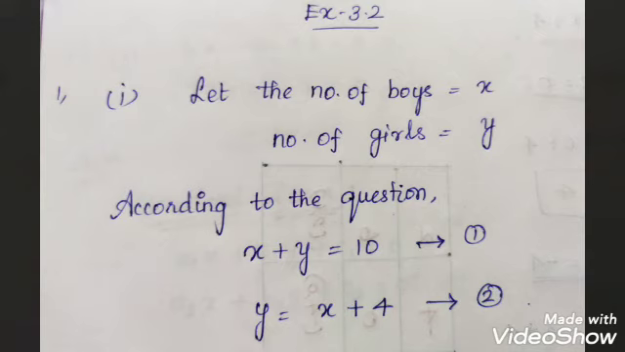First we take, let the number of boys be x and the number of girls be y. Right? So according to the question, how can we write x plus y? Boys plus girls, the total gives you 10, and girls equal to 4 more than the boys. Right? So y equal to x plus 4. This is our second equation. Is this clear? First equation and second equation?